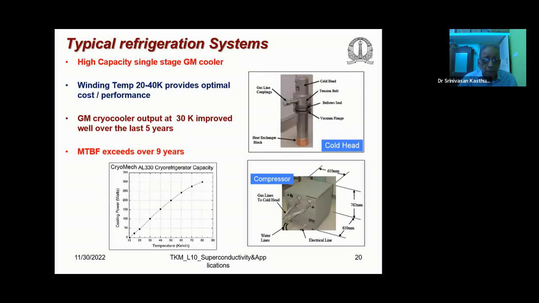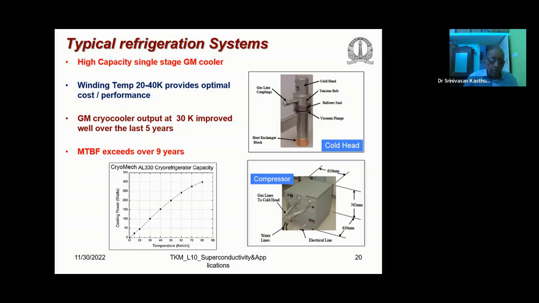Now, high capacity single stage GM cryocooler, they normally produce in the temperature range from 20 to 40 Kelvin. And they have been improving over time also. So for example, the cold head and the compressors are shown here. This is actually a model of, I think, Cryomech, if I am not wrong.